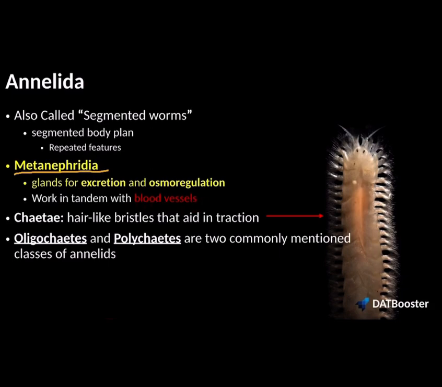So it makes sense that annelids have metanephridia instead of protonephridia because they have a closed circulatory system with blood vessels. Most annelids are covered in chaetae. These are hair-like bristles that aid in traction for movement. If you ever stumble across the words oligochaetes or polychaetes on your DAT, just know that you're dealing with annelids because they have that root word of chaetae. You don't need to know the specifics of what an oligochaete or a polychaete is, just know that they're two commonly mentioned classes of annelids.